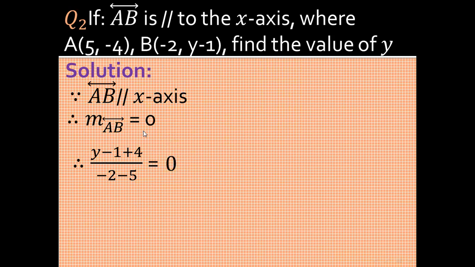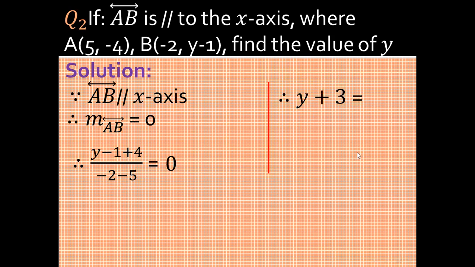Equals 0 because the straight line is parallel to the x-axis, that means its slope is 0. That means this slope is going to be 0. y minus 1 plus 4: -1 and +4 have different signs, so we subtract them and put the sign of the greatest. It's going to be (y + 3) over (-2 minus 5) equals -7.